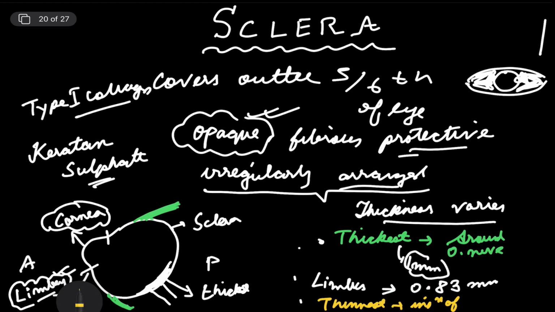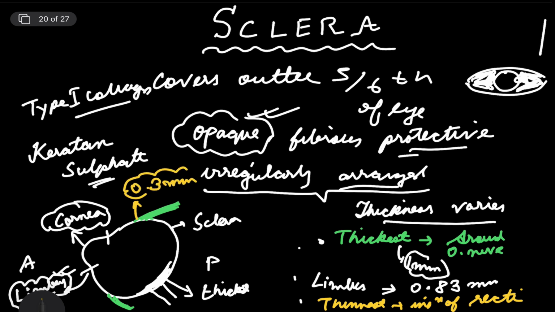Let me just move this. Recti muscles. Okay. How much is the thickness over here? It is basically 0.3 millimeters. So we have learnt of three values over here: 1 millimeter where it is the thickest around the optic nerve, limbus where it is intermediate at 0.83 millimeters, and thinnest where the recti muscles insert into the sclera, approximately 0.3 millimeters.